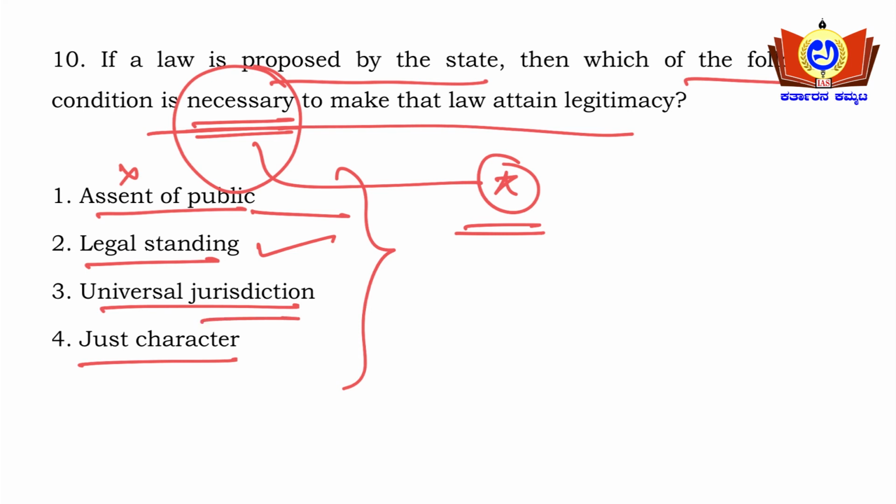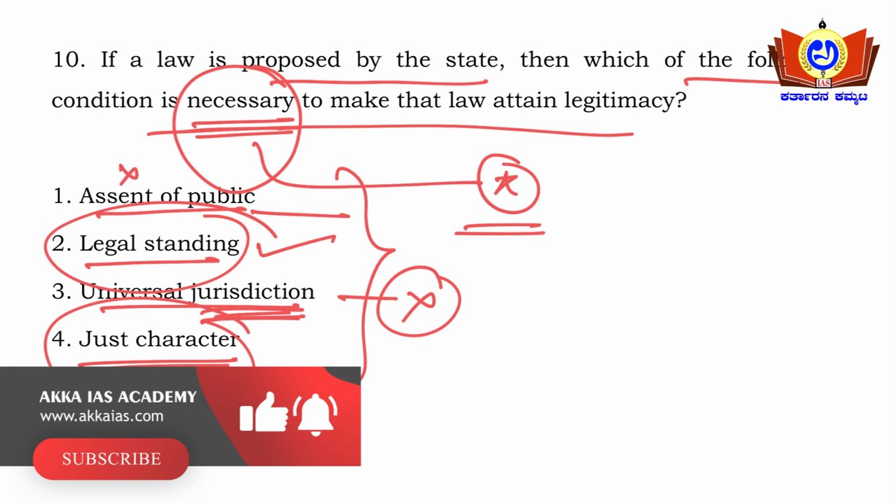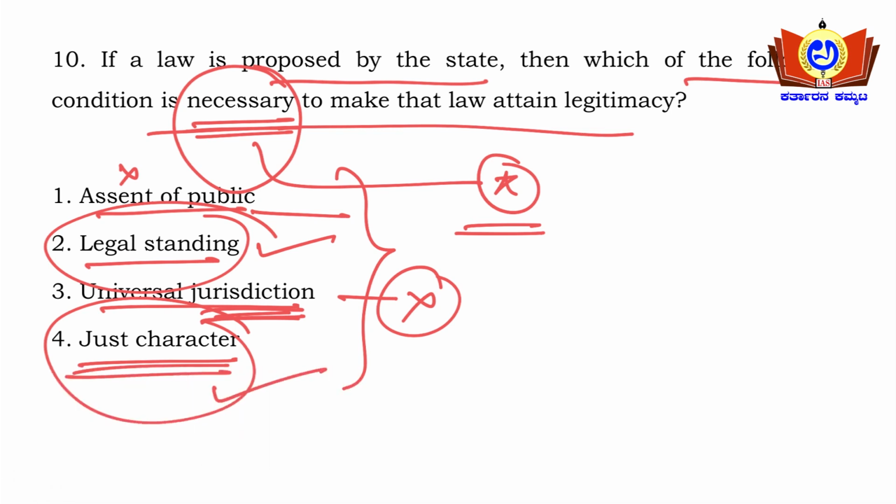Universal jurisdiction, no, actually it applies to only a section of the people here, so this can be turned down. And just character, okay, this is the most probable option, friends. When you look among the four possible options here, option 4, just character, stands better than legal standing. Hence option 4 is the right answer here, friends.